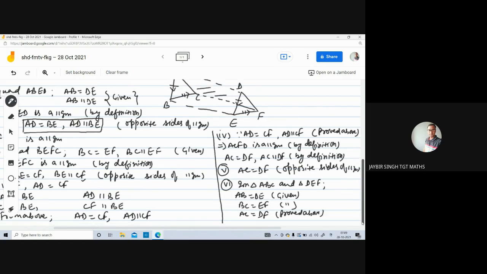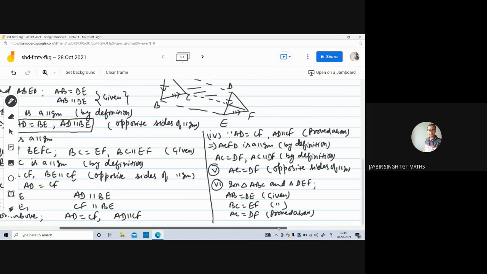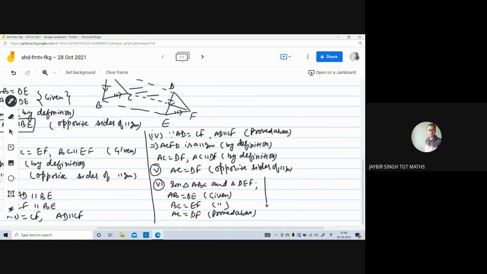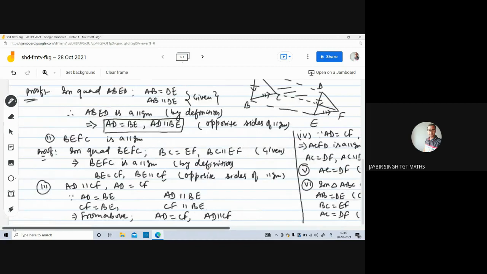So here I am writing triangle ABC will be congruent to triangle DEF. This is by SSS congruency. So here we were having 6 parts. All the parts are very, very simple. So you can do this.